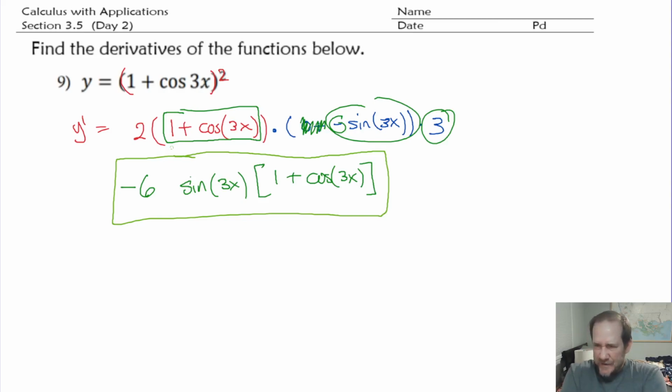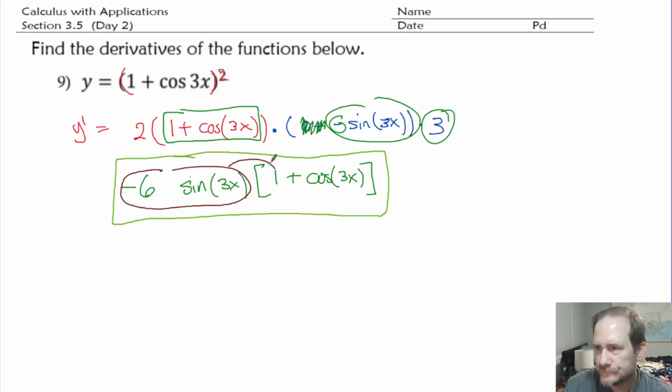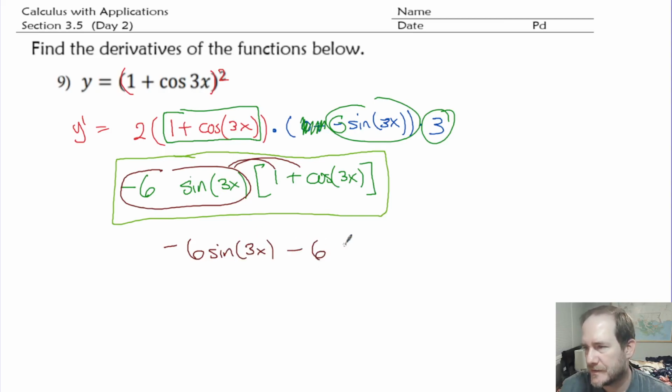I'll keep trying to do it. I can do a little better, so you know what? I'm going to try, just for anyone who wants to learn a little more. What if we took this and distributed? We would get negative 6 sine of 3x minus 6 sine of 3x cosine of 3x.